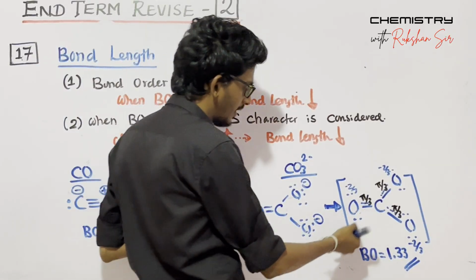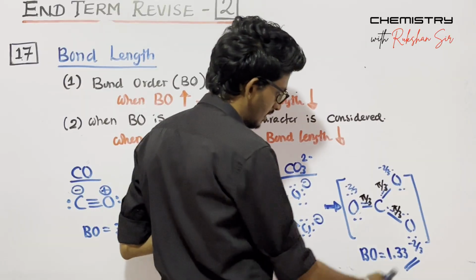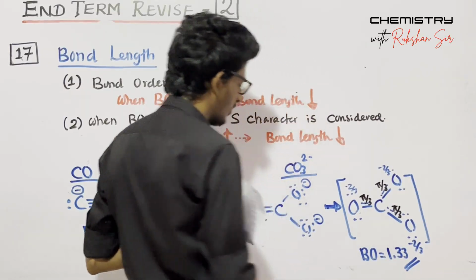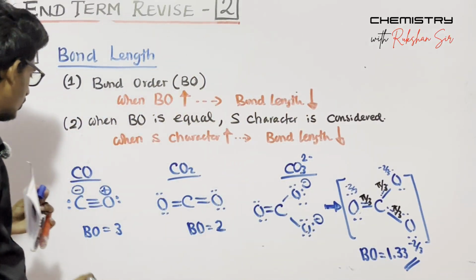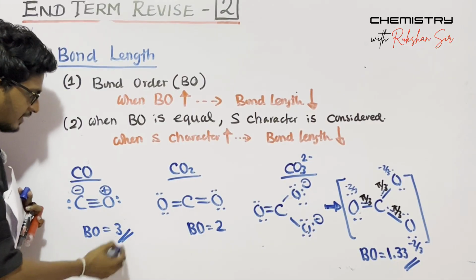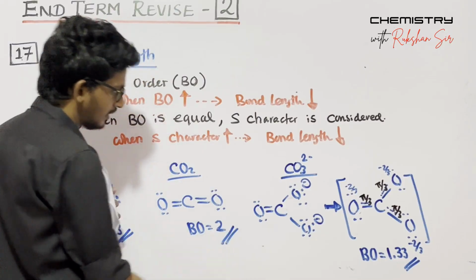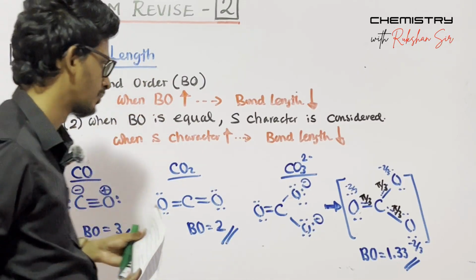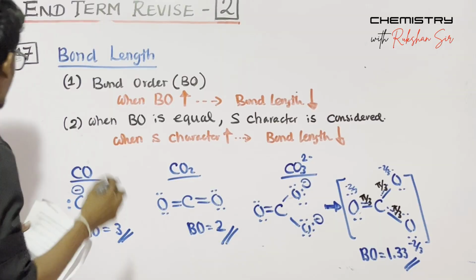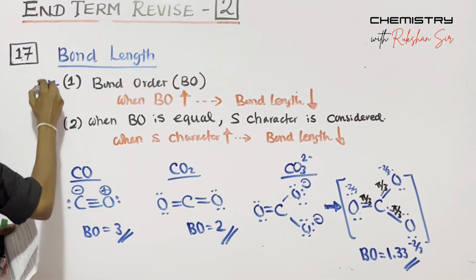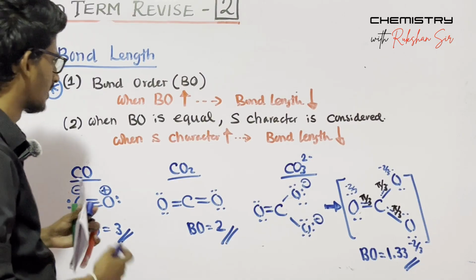One complete sigma bond and 1/3 of a pi bond. 1/3 means 0.33. That is the bond order. So for carbon monoxide, the bond order is 3. Carbon dioxide's bond order is 2. For the carbonate, the bond order is 1.33. So we can come up with this to get the correct answer.